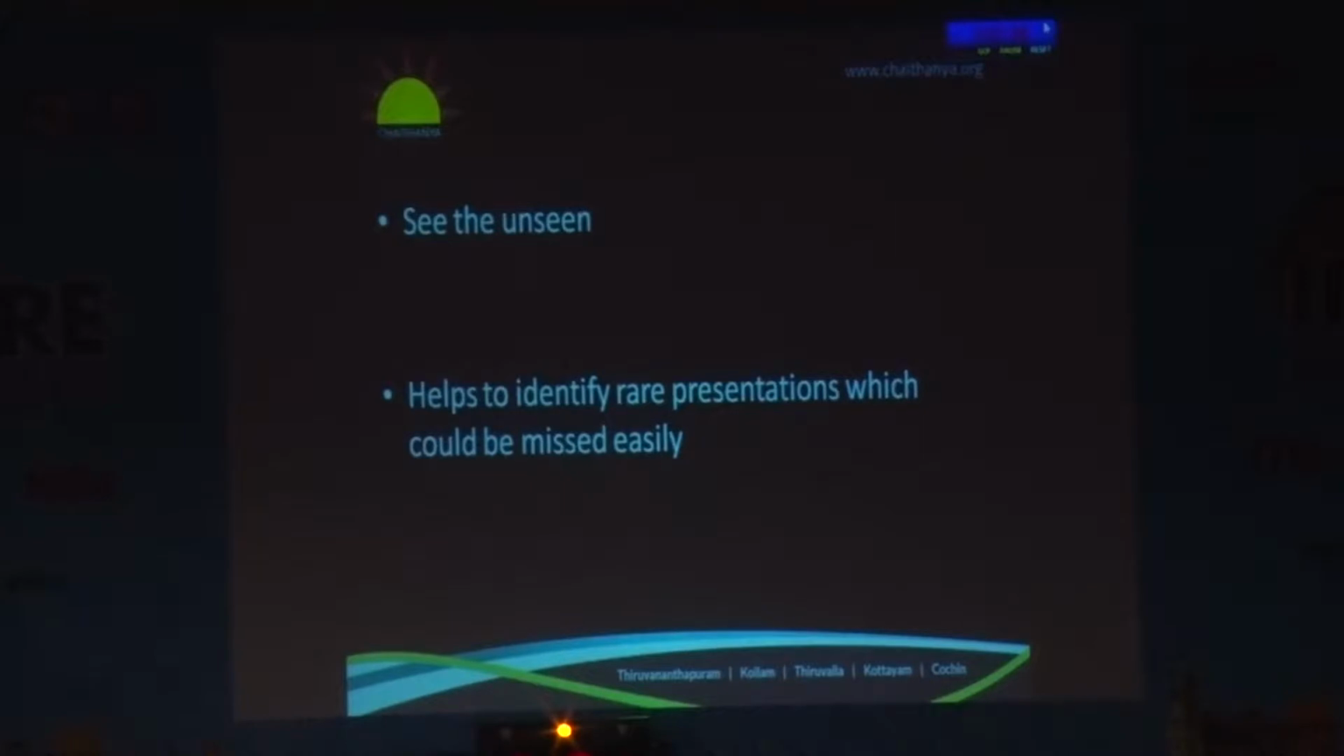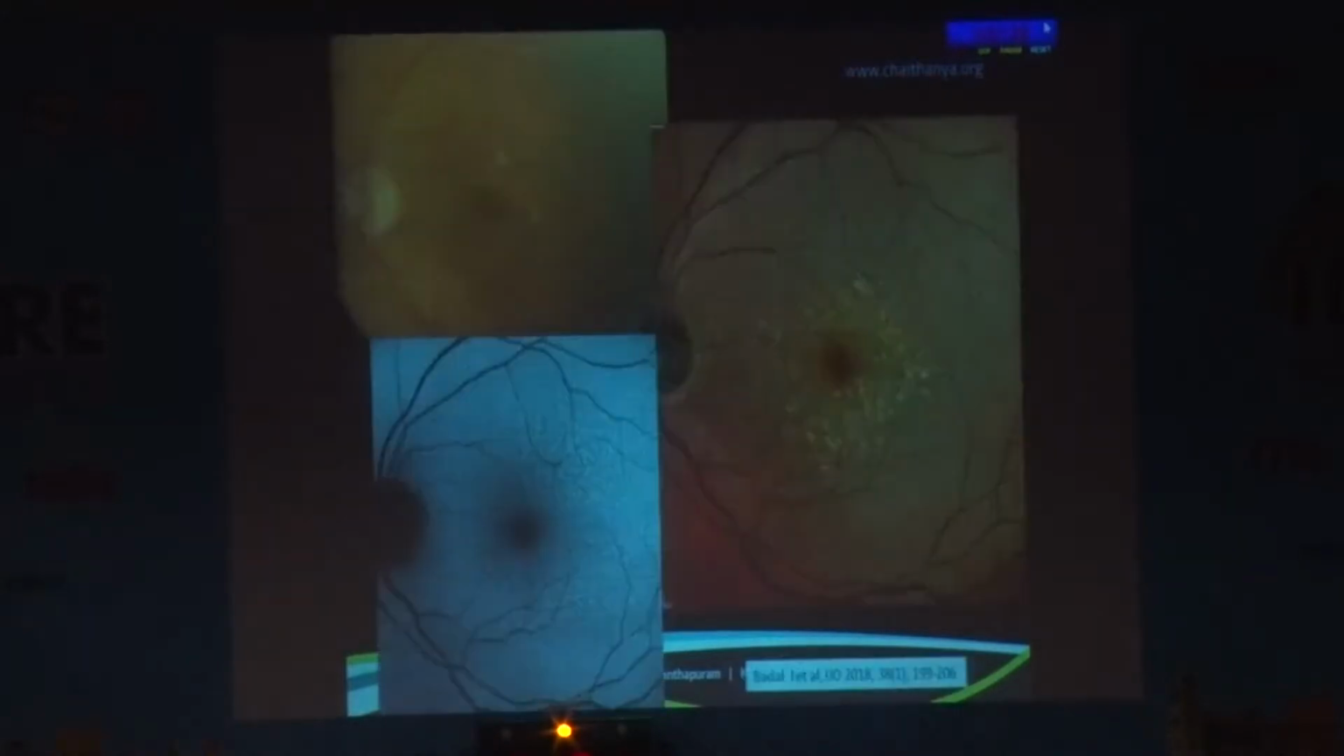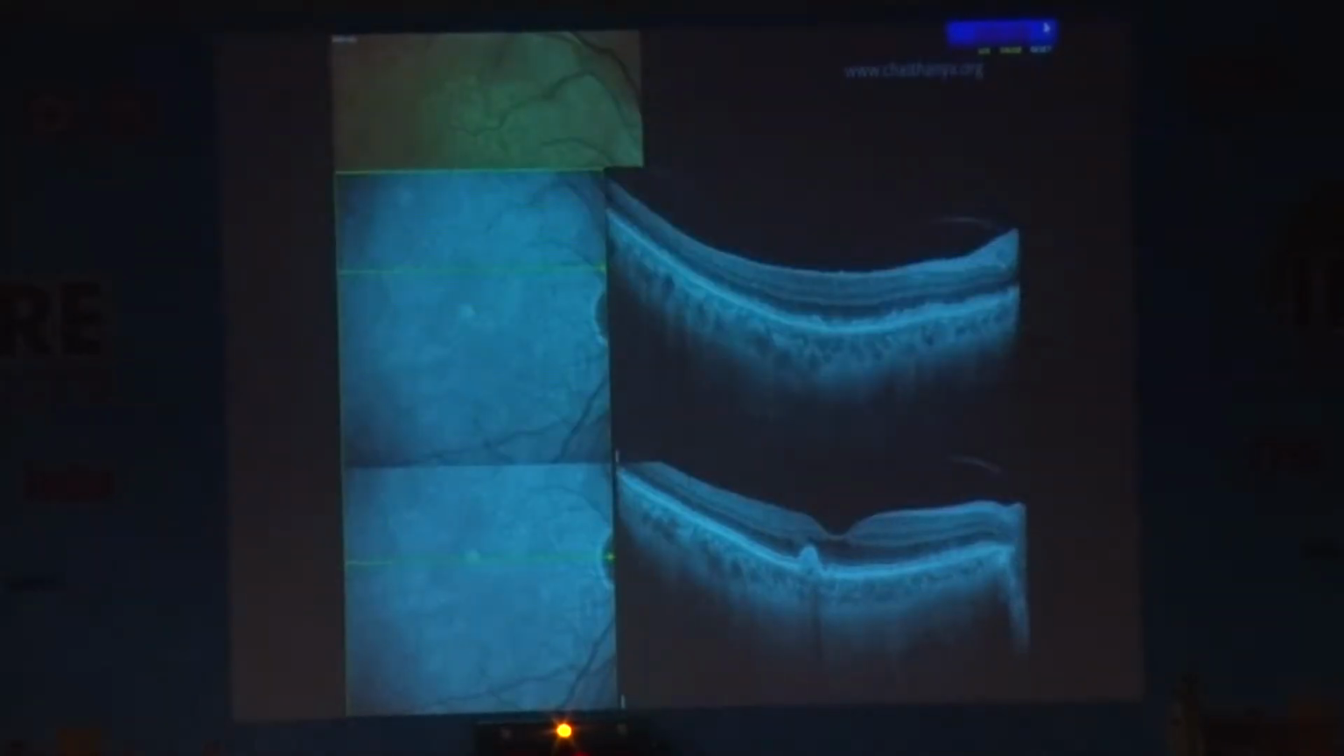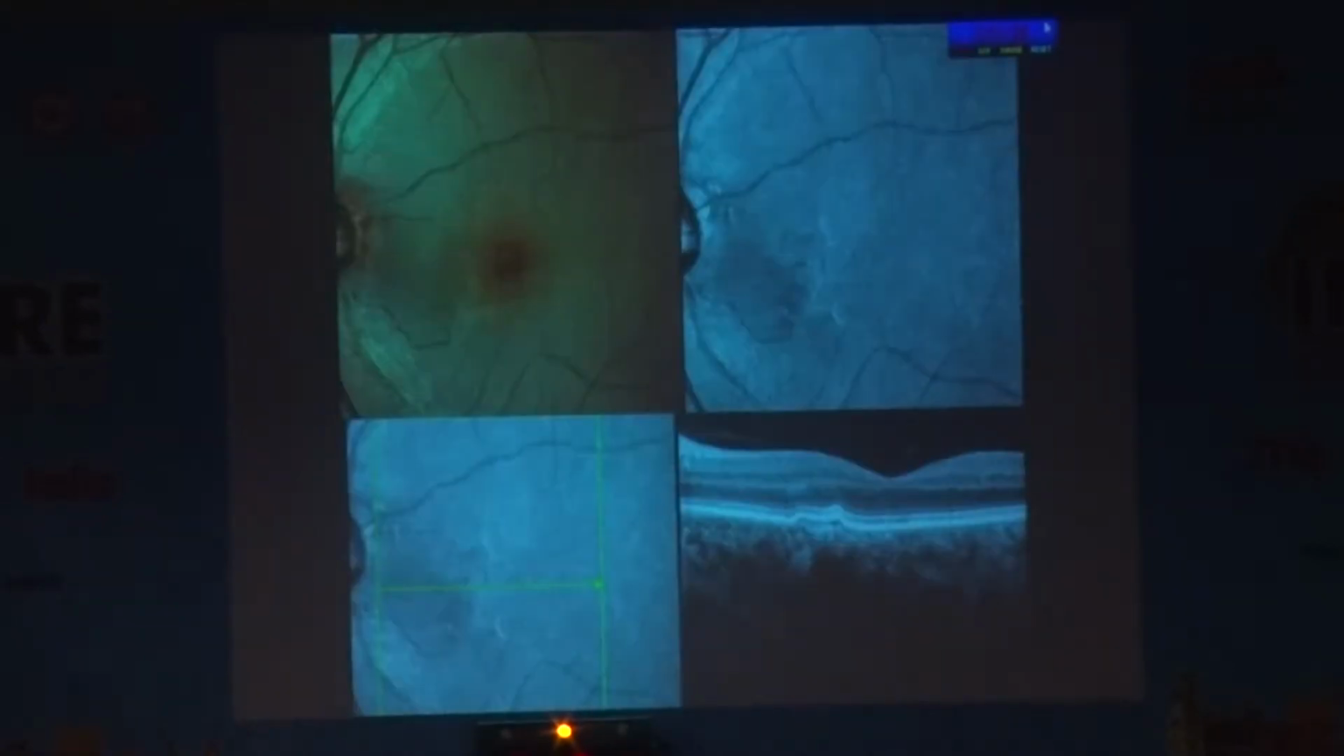It also helps us to identify certain rare presentations which could easily be missed. Like I said before, the retinal pseudodrusen, we know that these are now called subretinal drusenoid deposits because they lie between the retinal pigment epithelium and the photoreceptors. In this example here, this patient had a CNVM in one eye, and a casual photograph in the other eye revealed this. You see this increased red reflectivity over here.